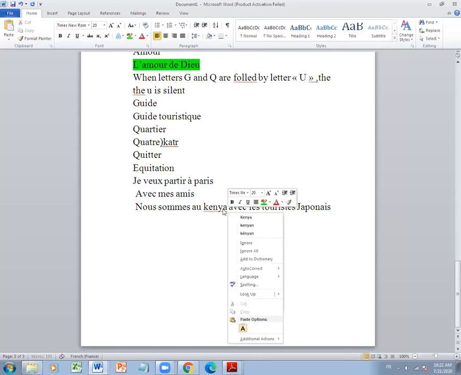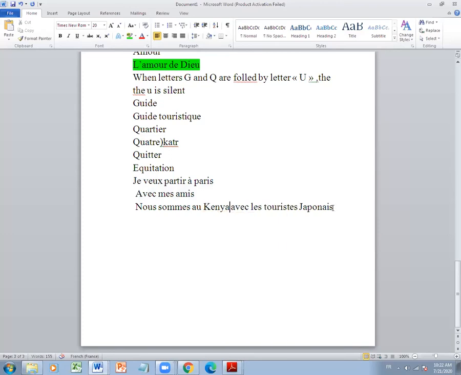Read that. Nous sommes, just a minute. When do you pronounce letter E? When is letter E silent? When letter E is at the end of a word. So try to read that sentence again.